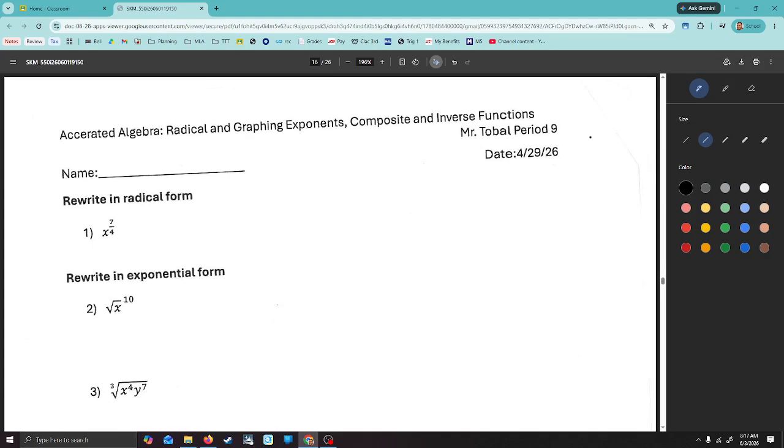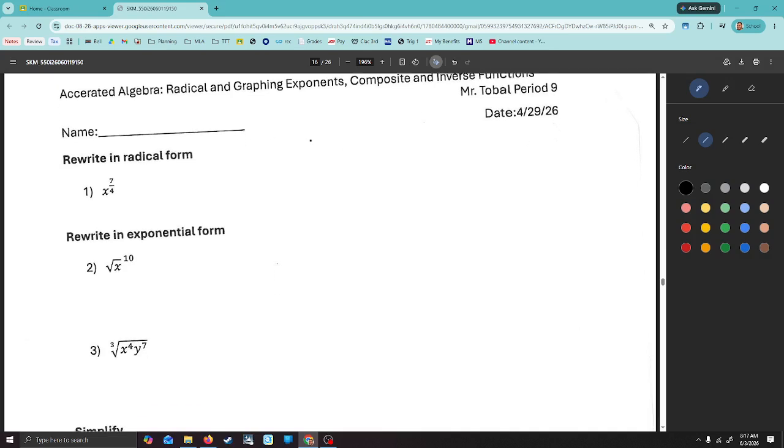All right, next part. Rewrite, what is this one?